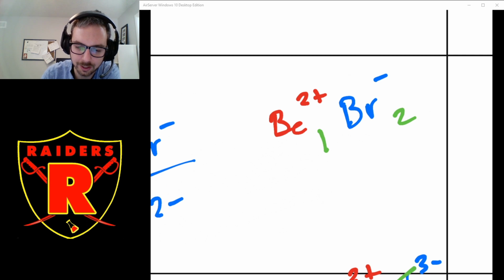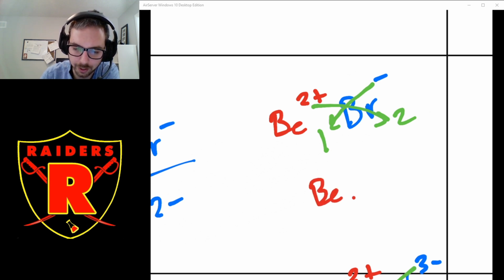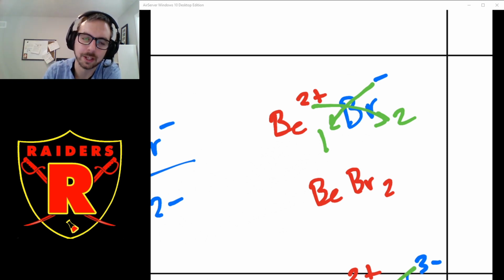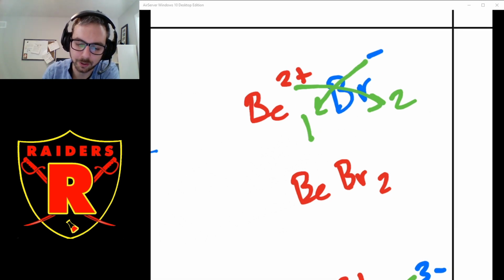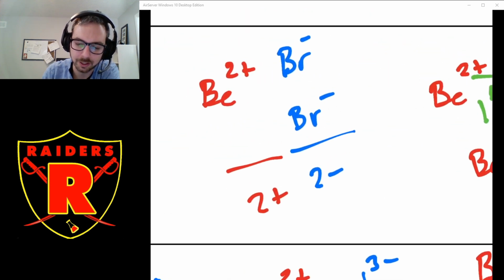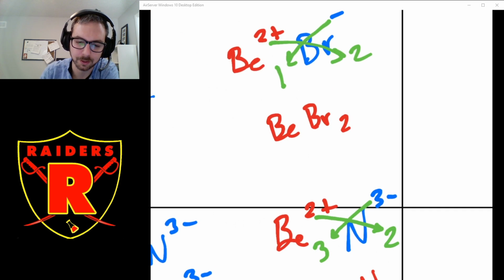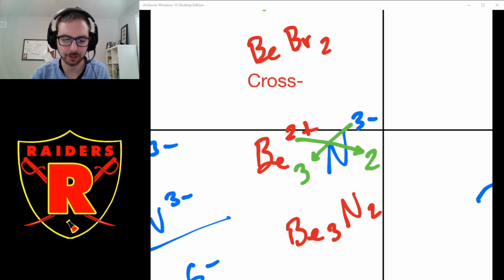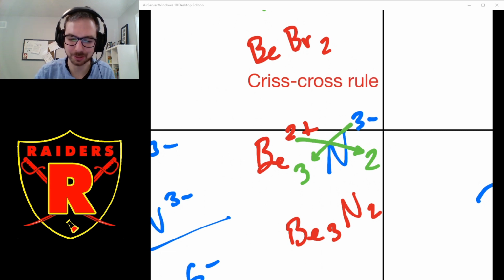In other words, I've just taken the numbers that are up here and I've just brought them down here. So in order to get the formula for this, it's just going to be Be1, which you don't write, so you don't need to write anything there for 1, and then Br2. So taking the charges and moving them down in order to figure out how many you need of each in order to make a stable bond, we call that the crisscross rule. Okay, so I'm going to just write that in right here. This is the crisscross, or at least I call it the crisscross rule. I think that's a generally accepted term. I think it's called that in your textbook as well.